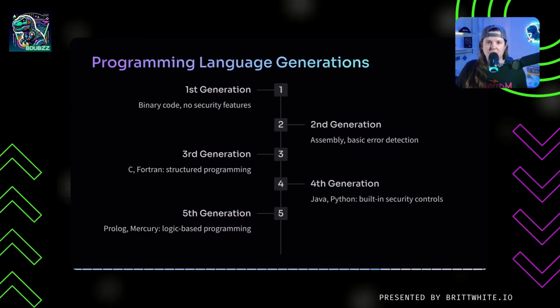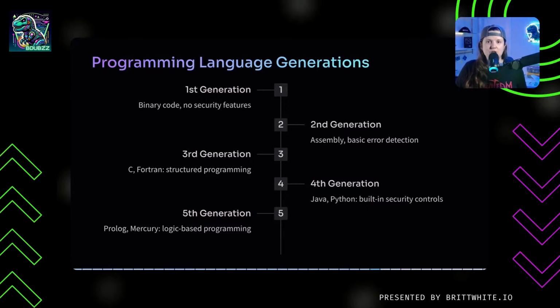Second-generation languages like assembly brought improvements through symbolic machine code, making programs more readable. Though they introduced basic error detection, they remained vulnerable to memory issues. Third-generation languages like C and Fortran ushered in the modern era with human-readable syntax, introducing structured programming concepts and basic memory protection, making a significant security advancement. Fourth-generation languages like Java, Python, and C# represent a massive leap in security.